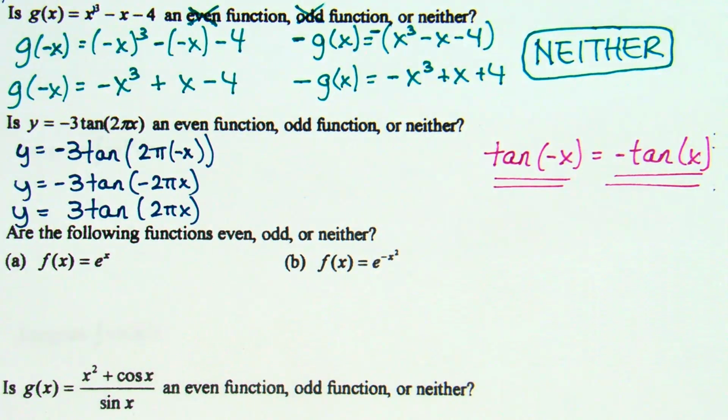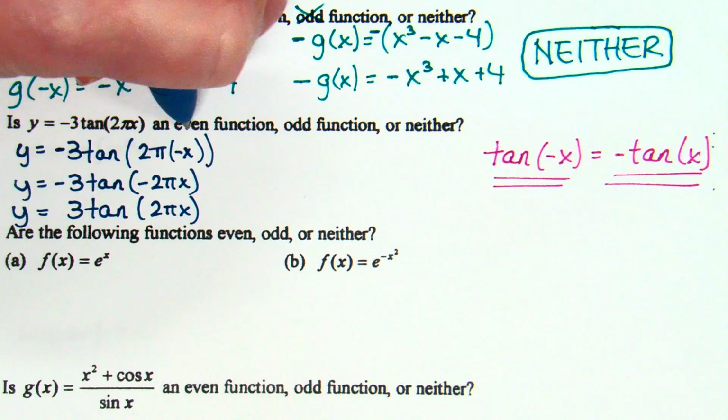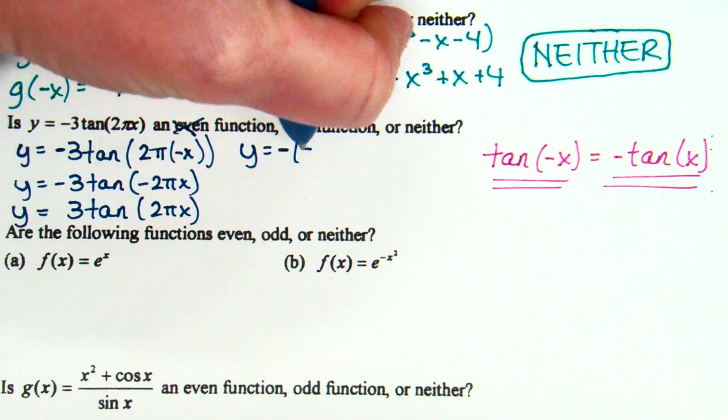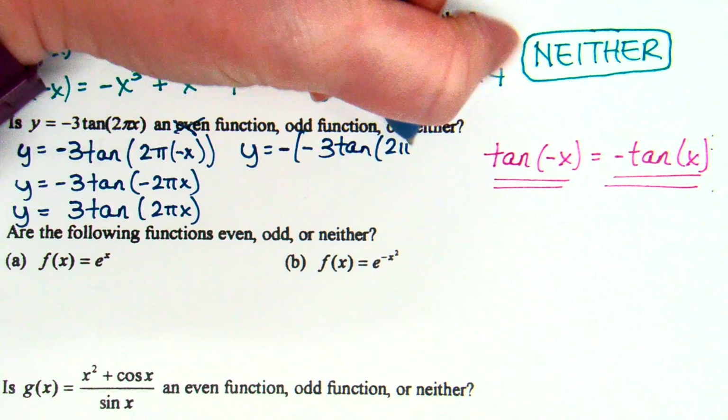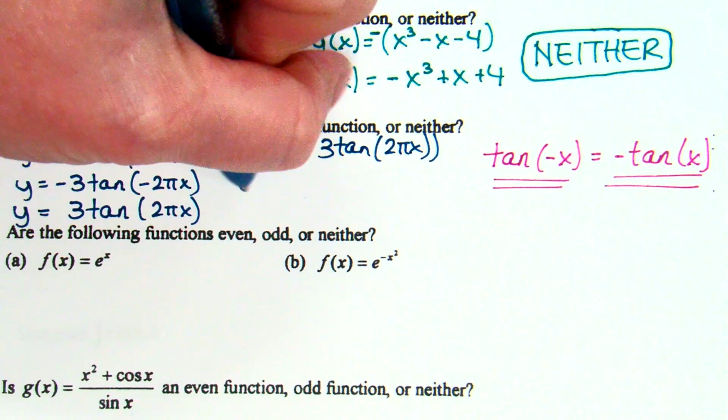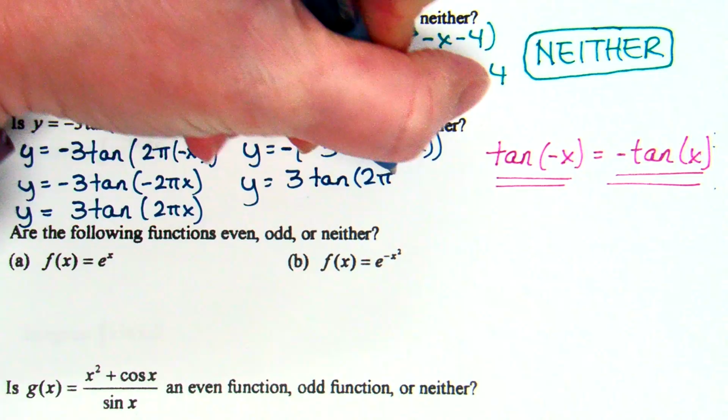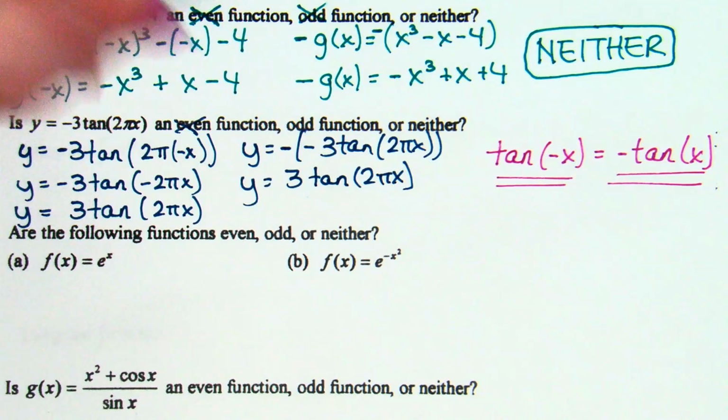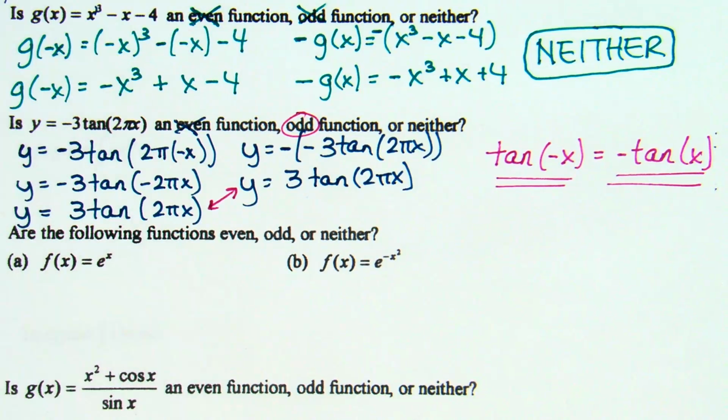Try the next one then. Next time, what do I do? So it's the negative times negative 3 tangent of 2 pi x. Negative times that negative is going to make this positive 3 tangent of 2 pi x. Well, what's that tell me? These two end up being equal. So this is an odd function.